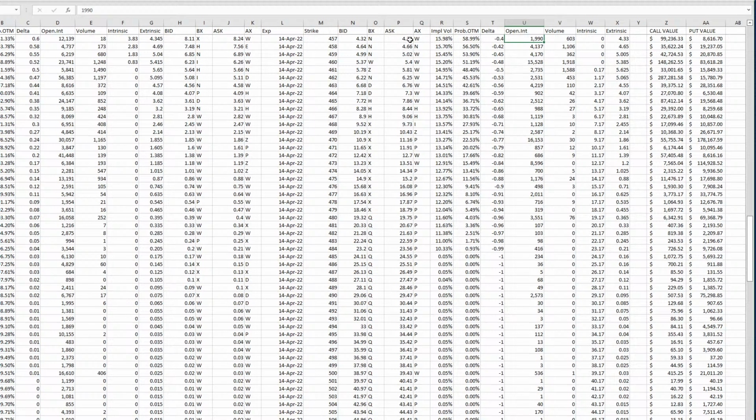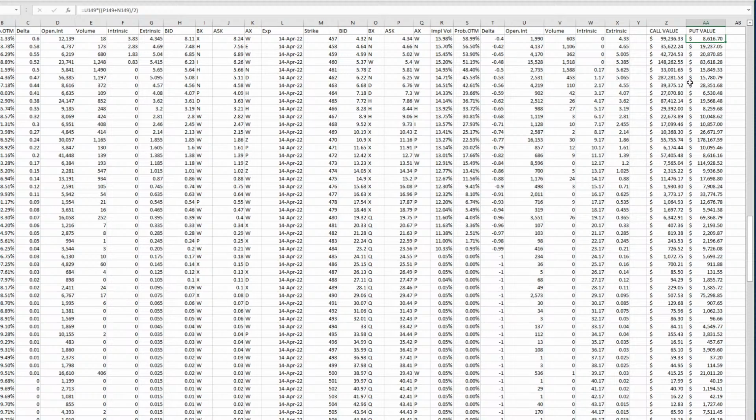So you're going to take the 434 minus the 432 divided by 2, which is going to give you 433. So 433 times 1,990 gives you a value of 8,616.70. Now, what I'm not doing here is multiplying this by the 100. So I'm not taking that into account.